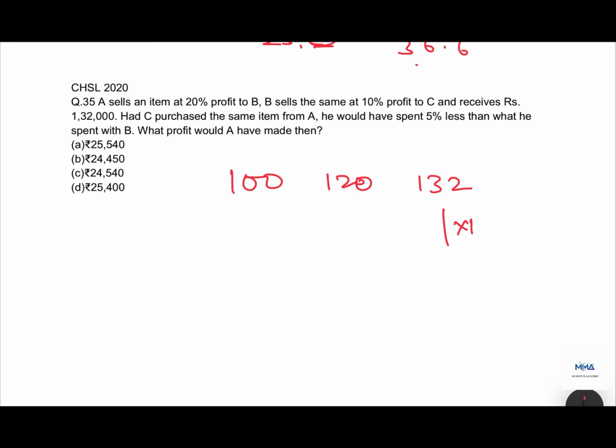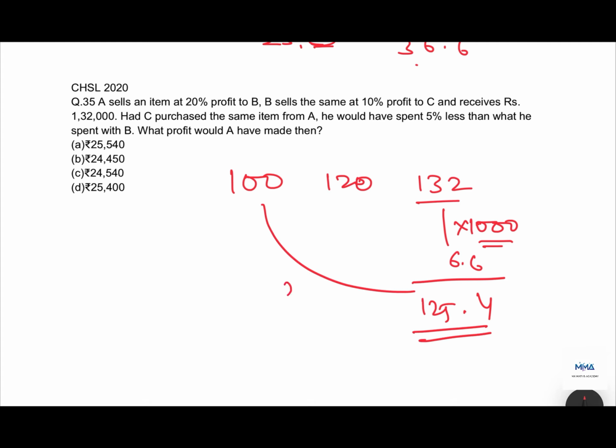So let's say each unit here is equal to 1,000 rupees. If C would have purchased from A, he would have spent 5% less. 10% of this is 13.2, so 5% is going to be 6.6. So he would have resultantly paid 125.4. So the profit that A would have gained here is 25.4 units, which is basically 25,400.